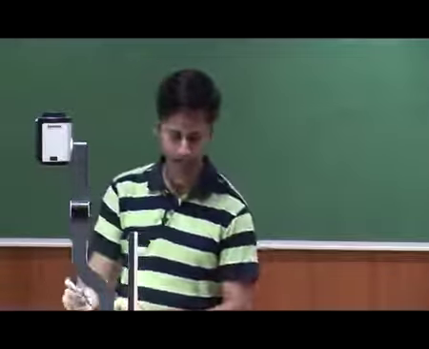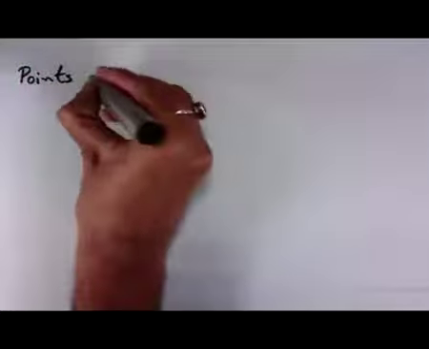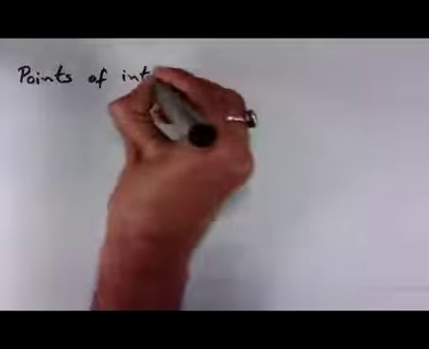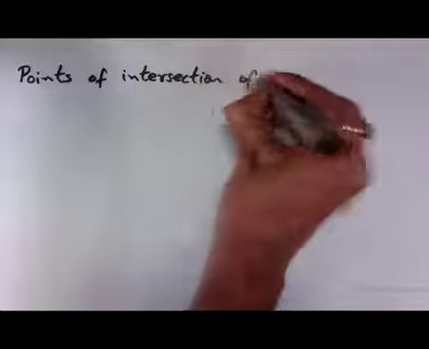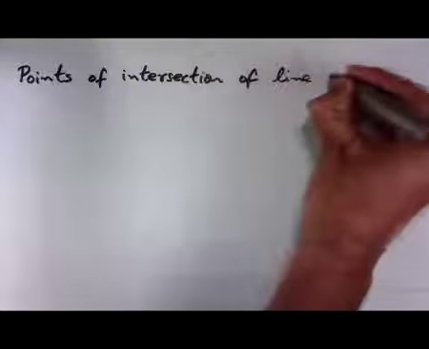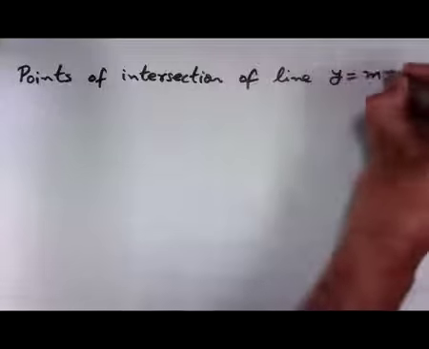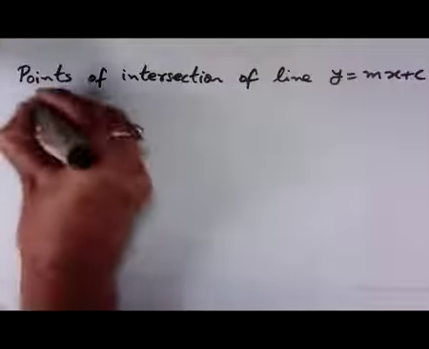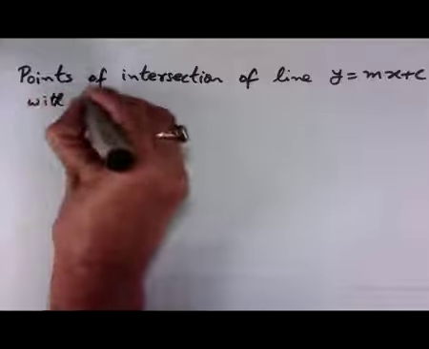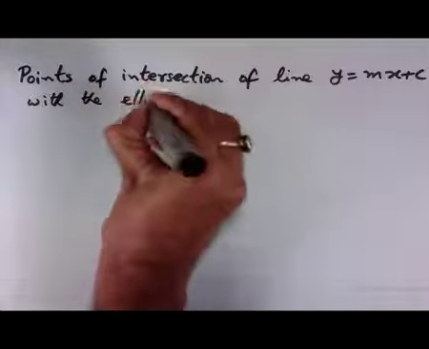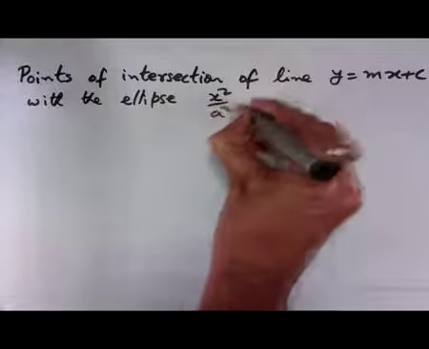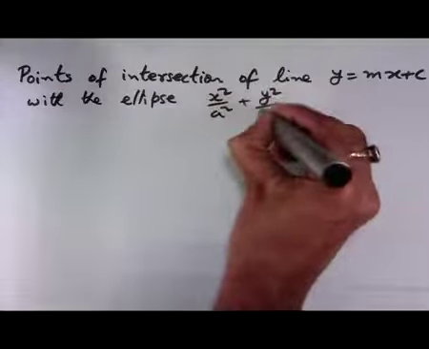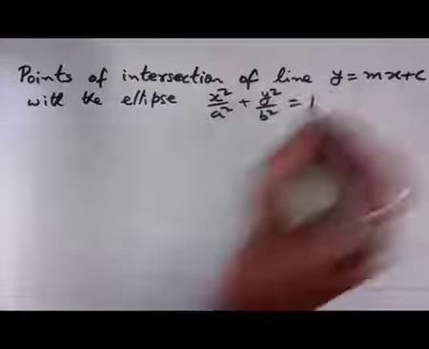So, let me start with points of intersection of the line y equal to m x plus c with the ellipse x square by a square plus y square by b square equal to 1.